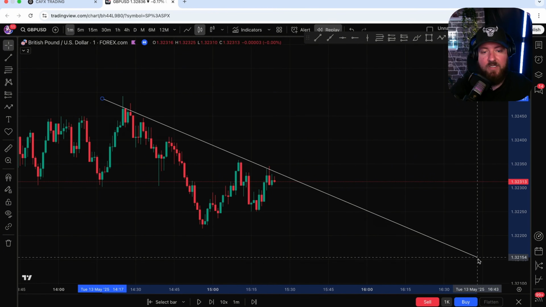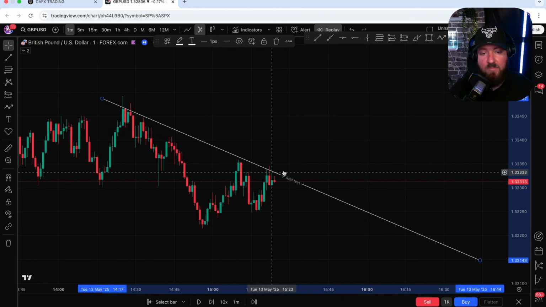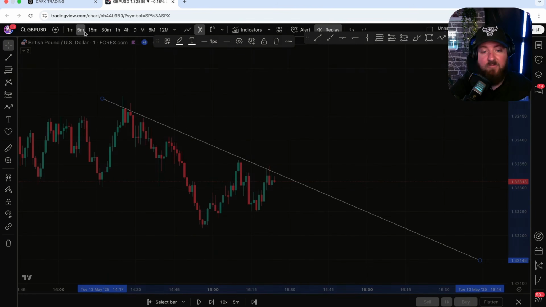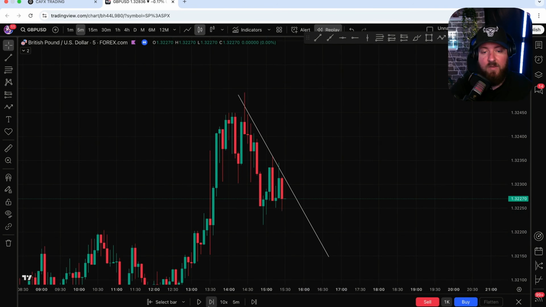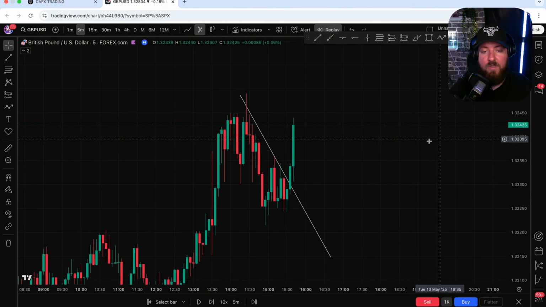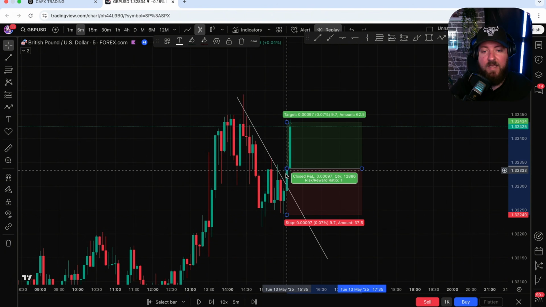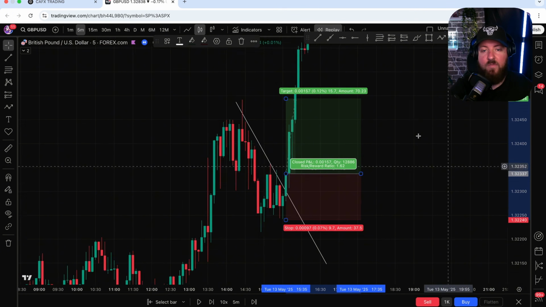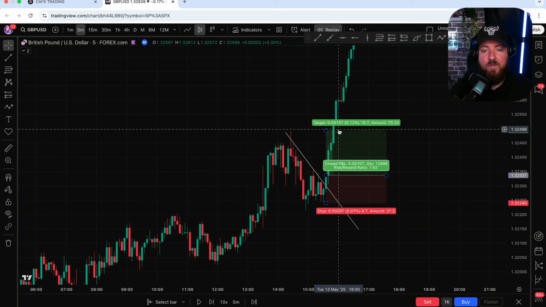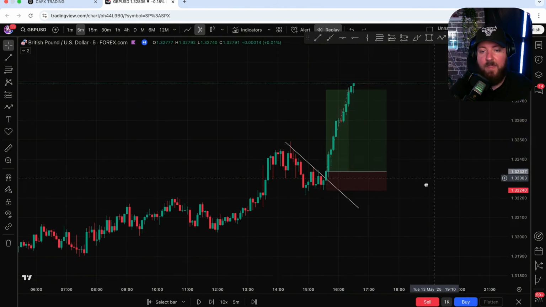Cool, nice. If we get a candle body close above this now on a 5 minute time frame, I'm looking for buys. Boom, there we go. Get in on that nice bullish candle. Target the top. So this is a good thing too.